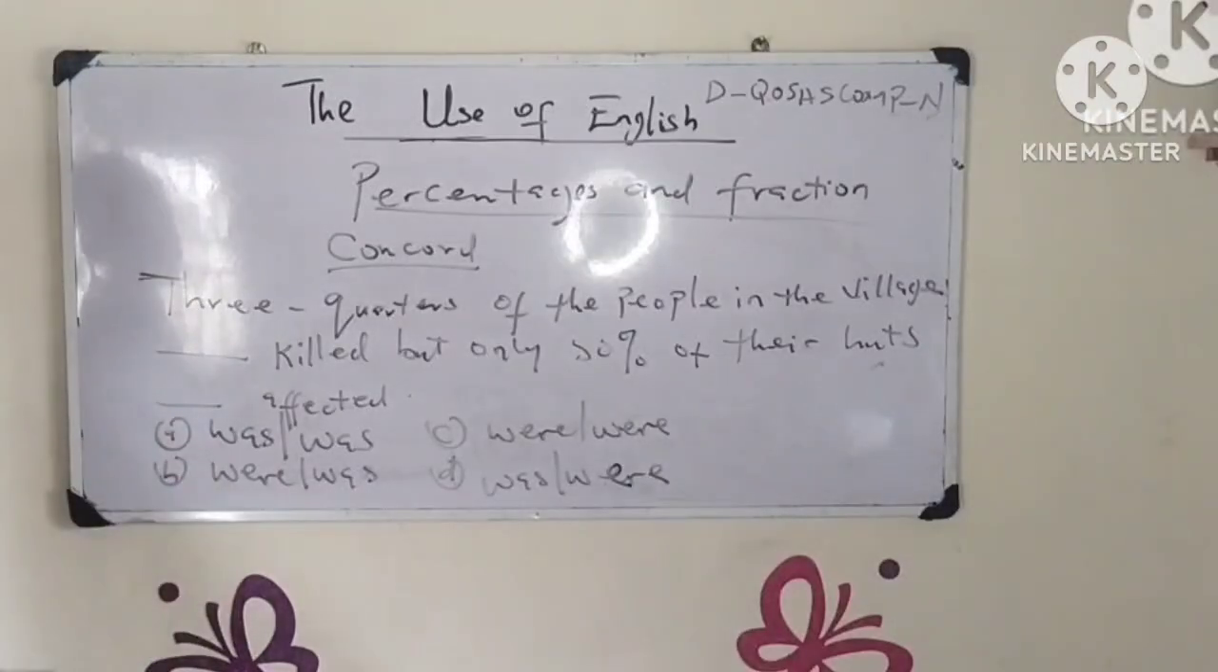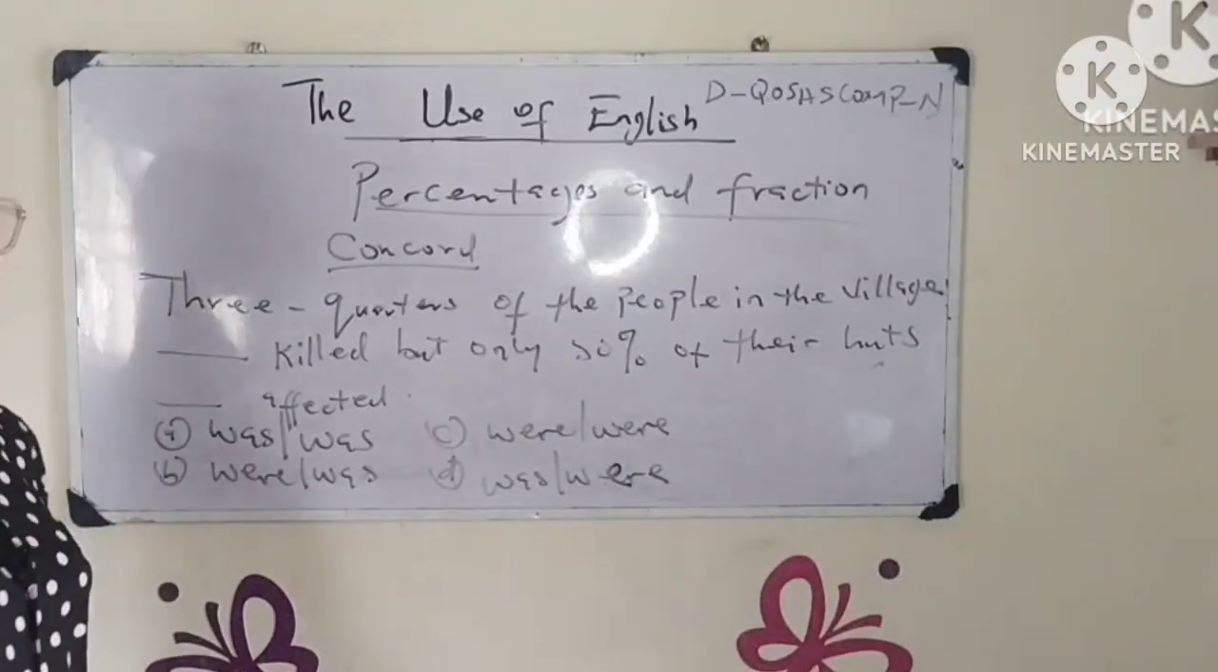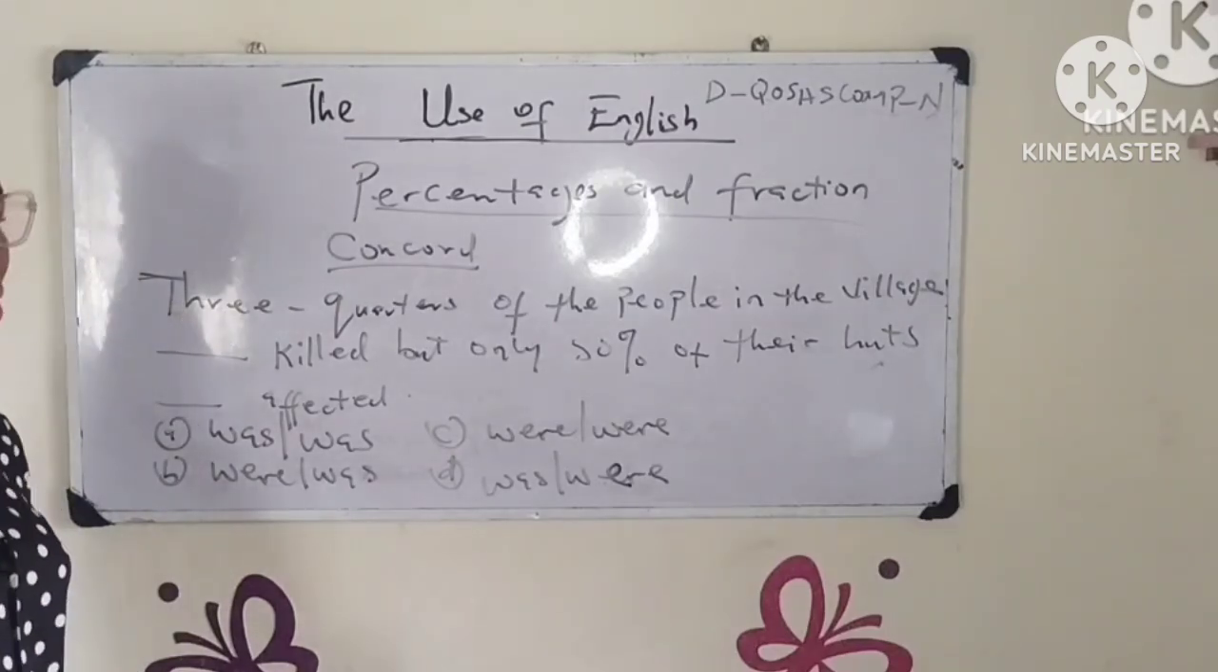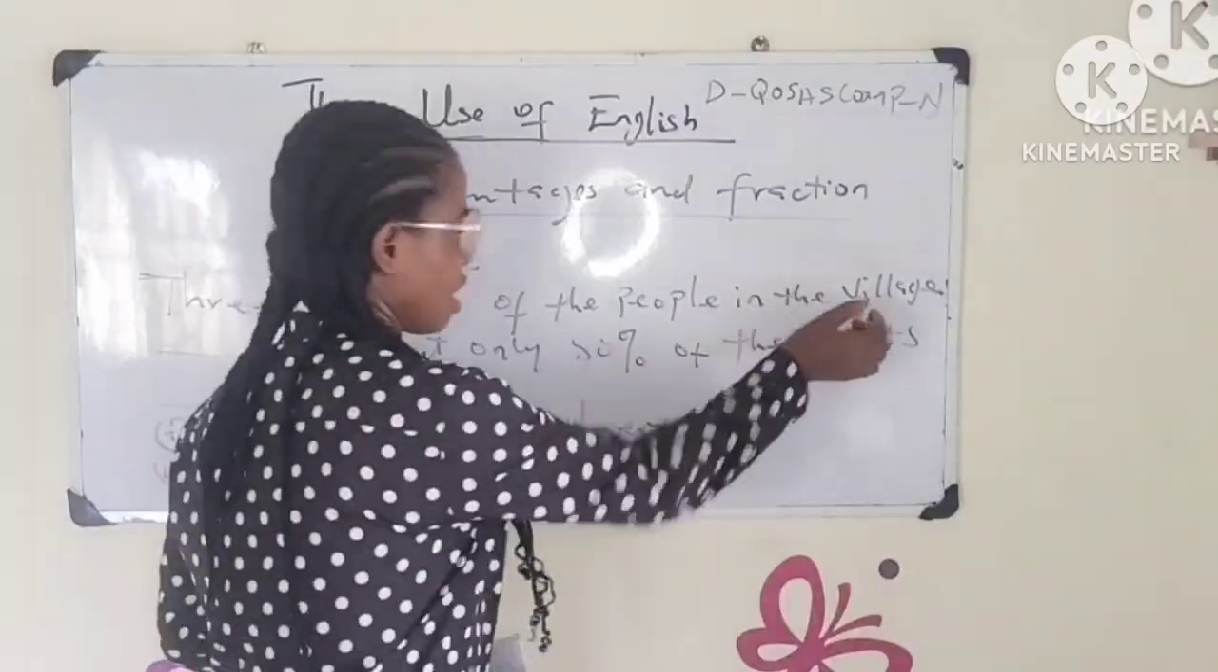Now let's see. 3/4 of the people in the village. Okay, what now comes after 3/4? What comes immediately after 3/4? Okay, see, we have two nouns. So we have people, we have village.